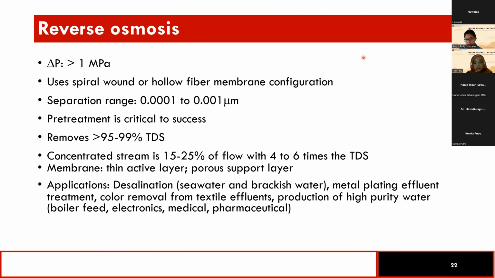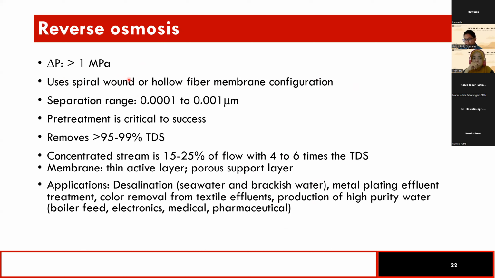Lastly, we have reverse osmosis. This is a process which involves applied pressure of more than 10 bar or 1 megapascal. It is mainly used for desalination, or the removal of salts in seawater and brackish water. Seawater, we know, is from the ocean. Brackish water is produced when seawater and fresh water, like from rivers, are mixed together. So that's brackish water. And this process uses spiral wound or hollow fiber membrane configuration.